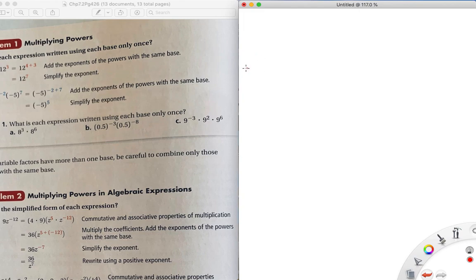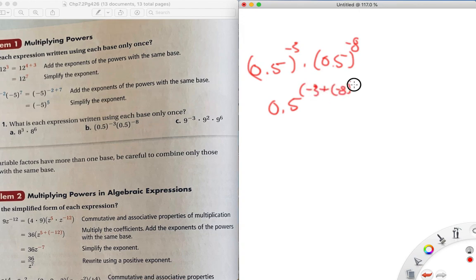So B has 0.5 to the negative 3 times 0.5 to the negative 8. They want it in base form, so that's just adding the exponents. So 0.5 to the negative 3 plus negative 8, which gives me 0.5 to the negative 11.